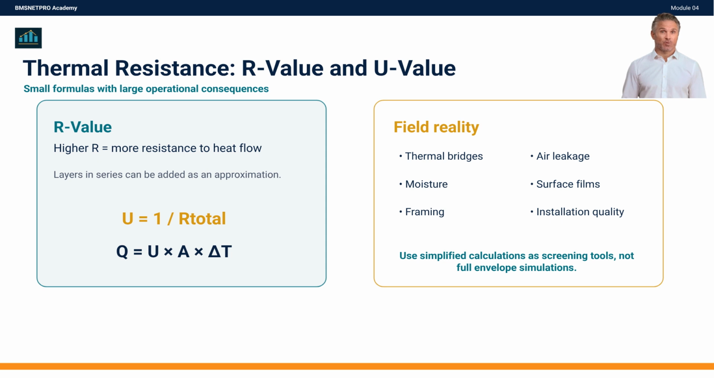But here is the field warning. Real buildings are not perfect textbook assemblies. Heat may bypass insulation through framing, air can leak around openings, moisture can reduce performance. Surface films, insulation quality, and thermal bridges all affect what actually happens. So use the formula as a screening tool. It can help you estimate whether a number is reasonable. But do not confuse a simplified envelope calculation with a complete building load simulation. For BAS work, this helps us avoid blaming the sequence for problems caused by the envelope.